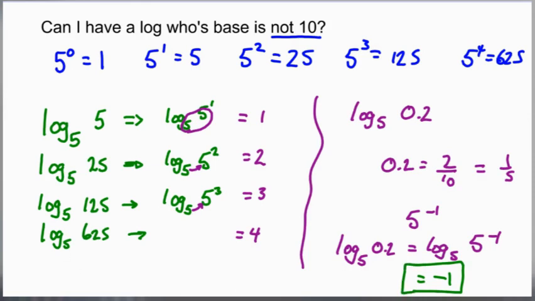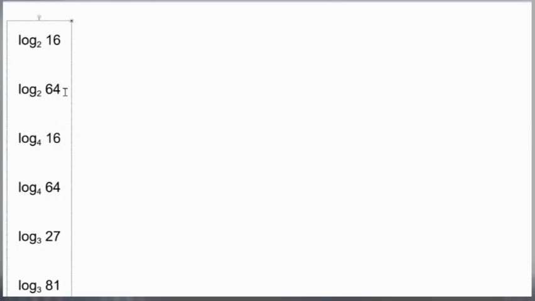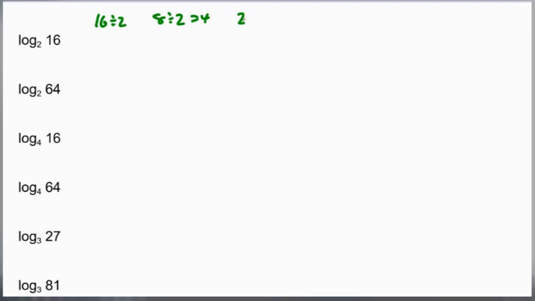Let's try a couple other examples with a different base. So here I have a log base 2 of 16. What I'm going to do is take 16, divide it by 2, and I get 8. Divide that by 2, I get 4. 4 divided by 2, I get 2. So what I just figured out was that 16 is the same thing as 2 to the power 4. So this is going to be log base 2 of 2 to the 4.